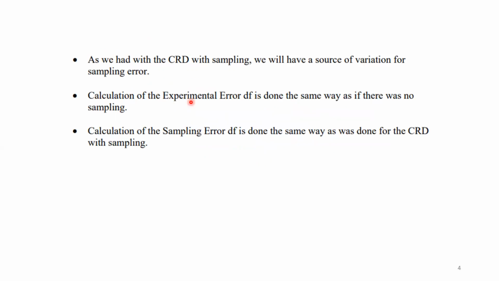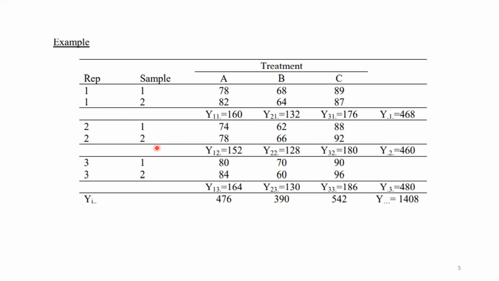As we had with CRD with sampling, we will have a source of variance for sampling error. Calculation of experimental error degrees of freedom is done the same way as if there was no sampling. Calculation of the sampling error degrees of freedom is done the same way as for the CRD with sampling. So we can use the same approach as we used for sampling in CRD.